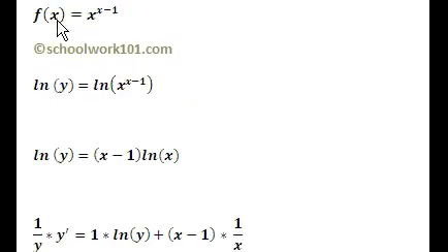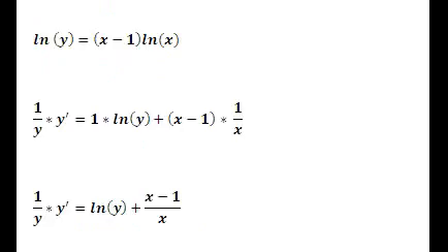Alright, so we've got f of x is equal to x raised to the x minus 1. So I'm going to take the natural log of both sides, take the exponent, bring it out front, rewrite. Okay, so look at here. I haven't taken the derivative yet. This is just properties of the log functions. Now I'm going to go ahead and take the derivative.